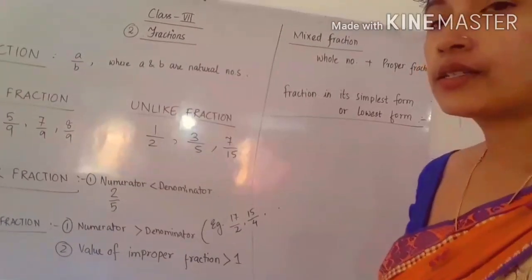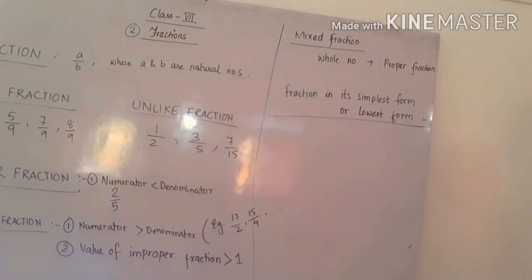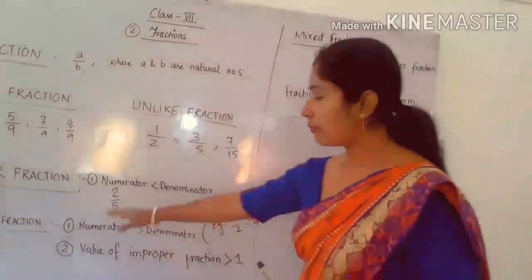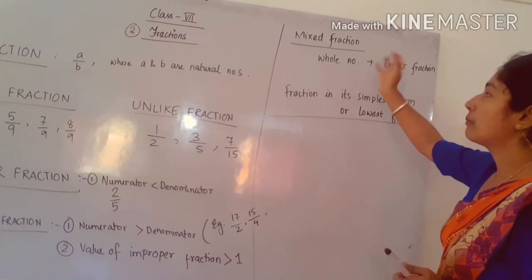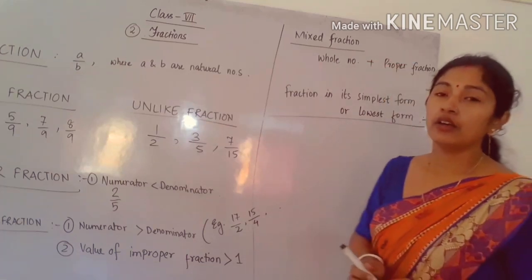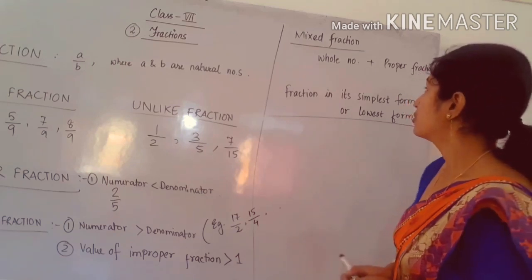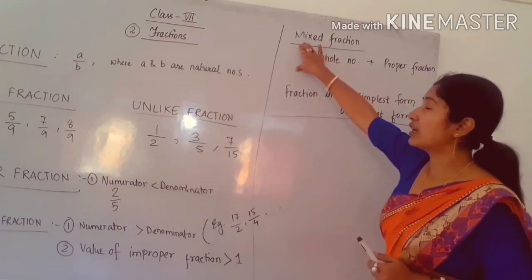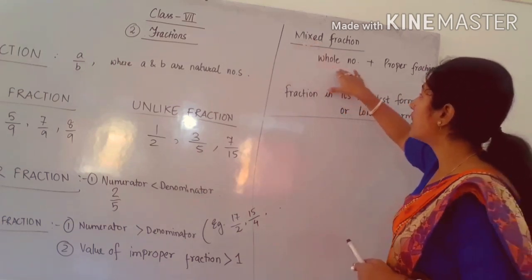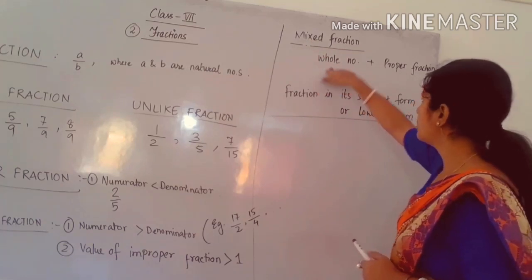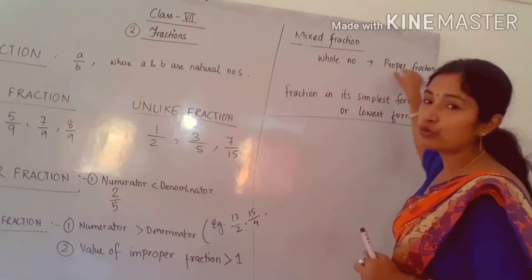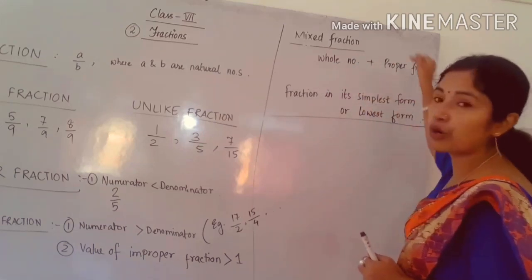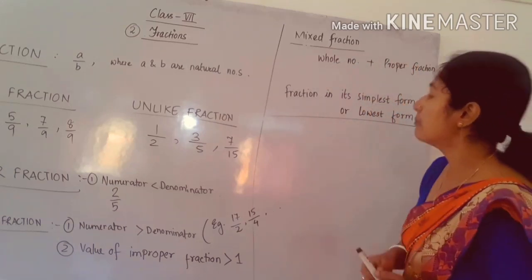Next topic is mixed fraction. So what is a mixed fraction? An improper fraction can be expressed as a mixed fraction by dividing the numerator by the denominator. So why is it known as mixed? Because it has two parts. First is a whole number and second is a proper fraction. So it is the mixture of two numbers, that is whole number and proper fraction. That's why it is called mixed fraction.